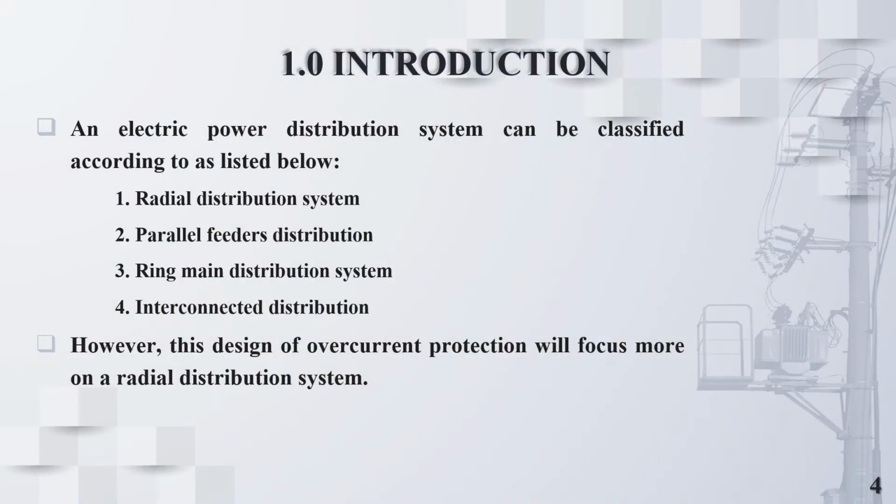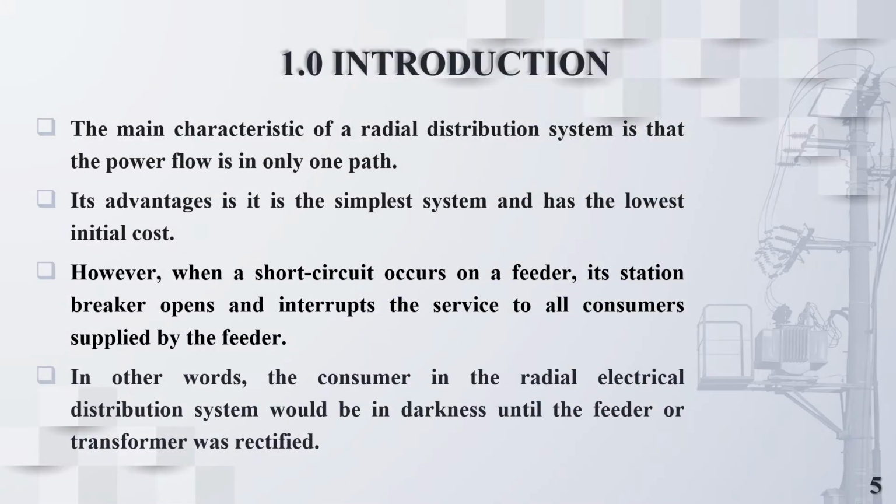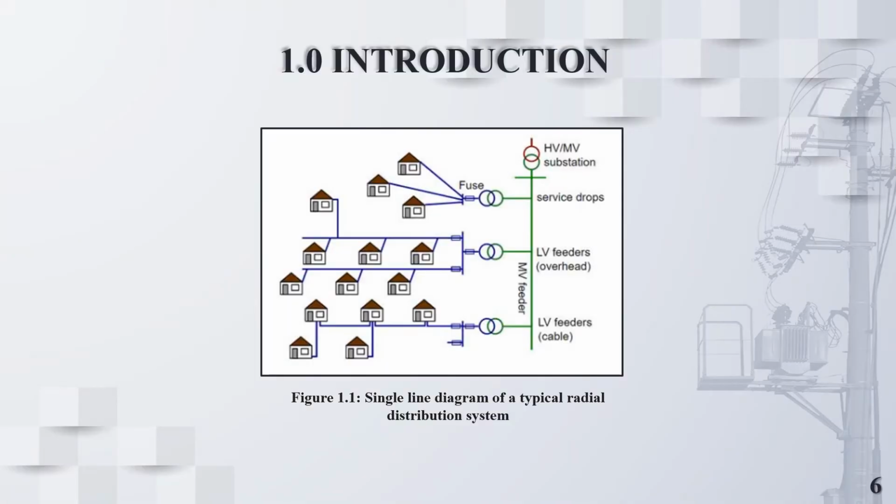An electric power distribution system can be classified as radial, parallel feeders, ring main, and interconnected. However, this project will focus more on a radial distribution system. These are some of the characteristics, advantages and disadvantages of a radial distribution system. This is the figure for a single line diagram of a typical radial distribution system.